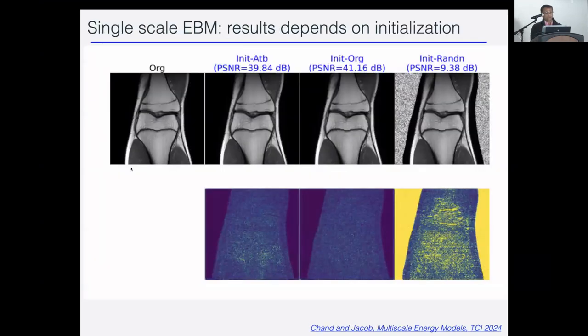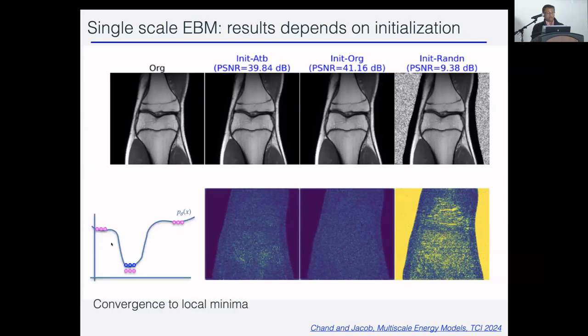We tried this. We took a single scale energy-based model and applied it to an image reconstruction task, four-fold undersampled knee data. We see that the results are really dependent on the initialization. If you initialize with simple A transpose B, you get okay results. If you initialize with the original, you get pretty nice results. And if you initialize with random data, you get very different results. The reason is convergence to local minima. We are training with just a little bit of noise, so the energy is well defined in this region, but away from it, you could have local minima. Depending upon the initialization, you might end up in one of these local minima.